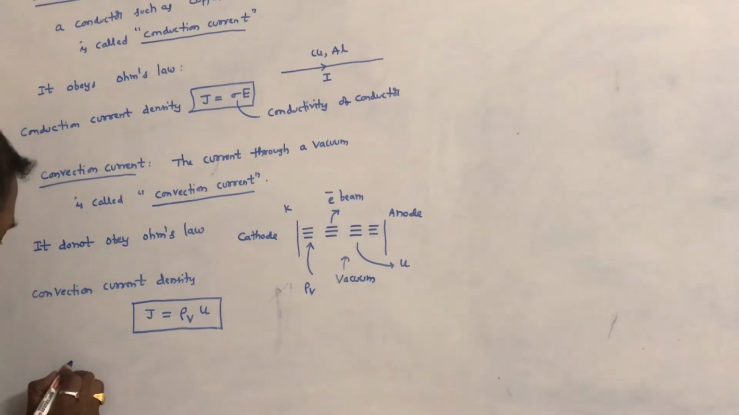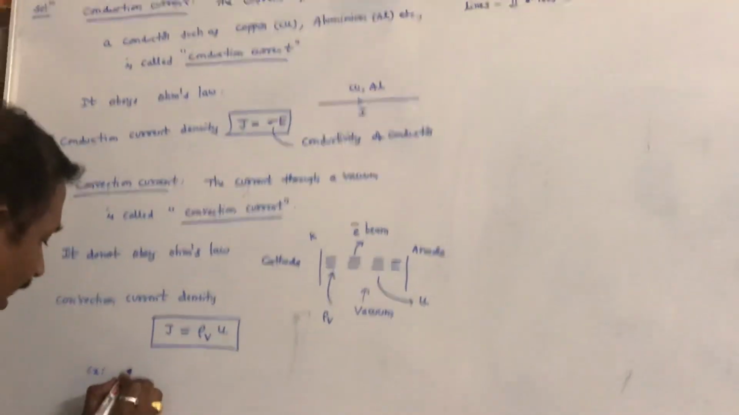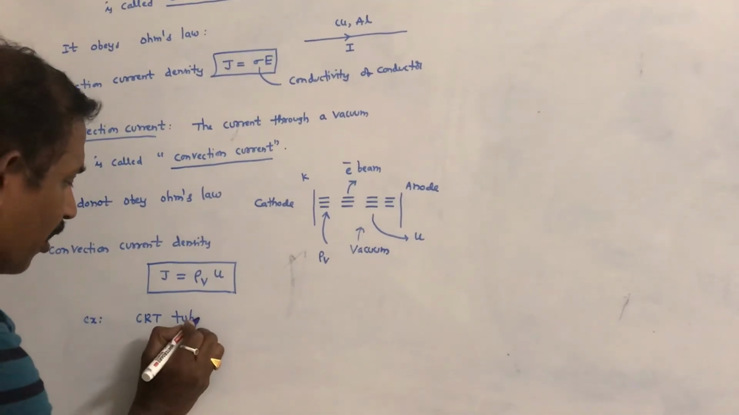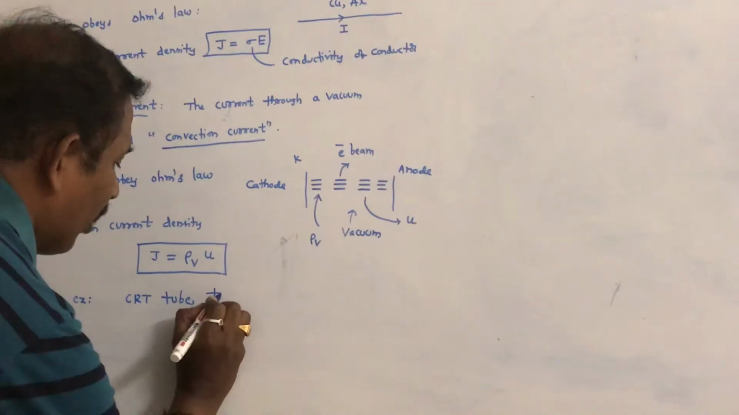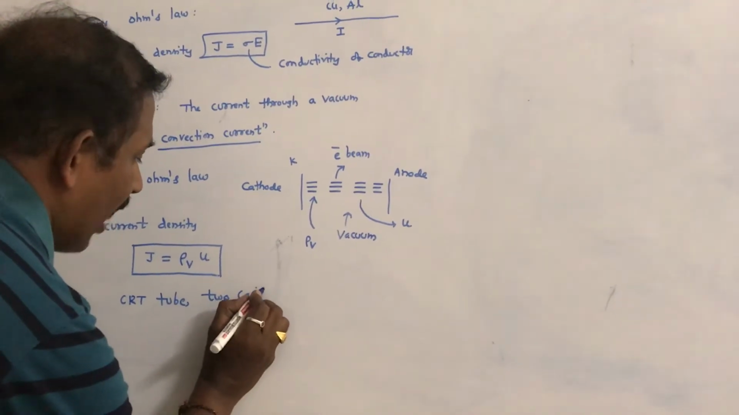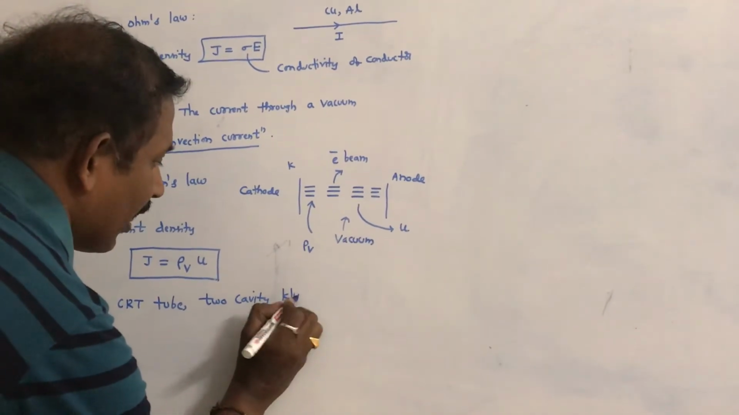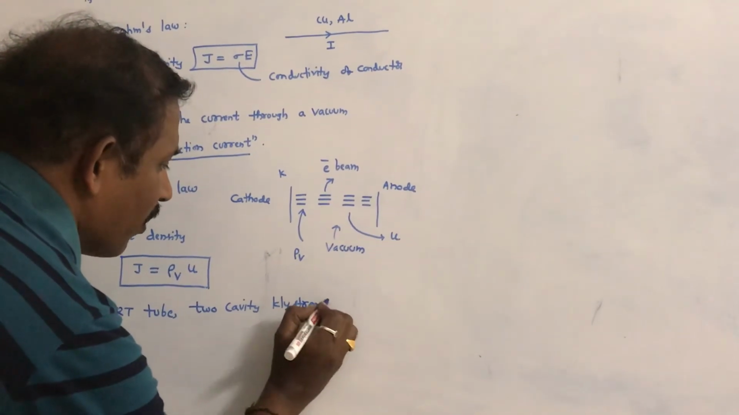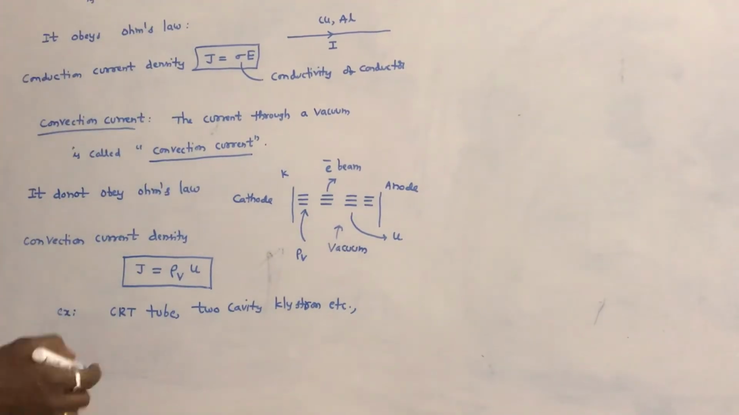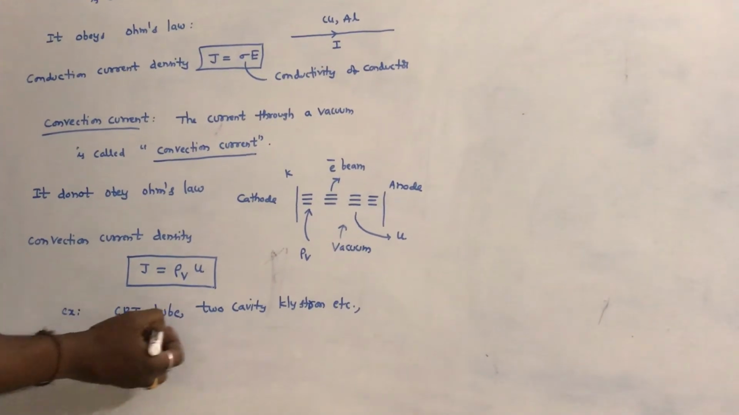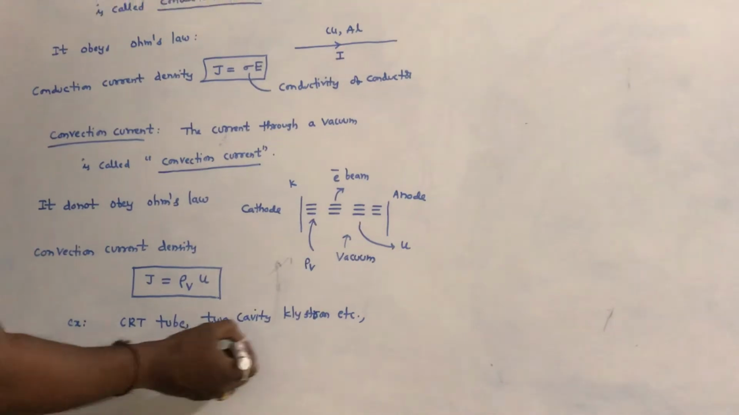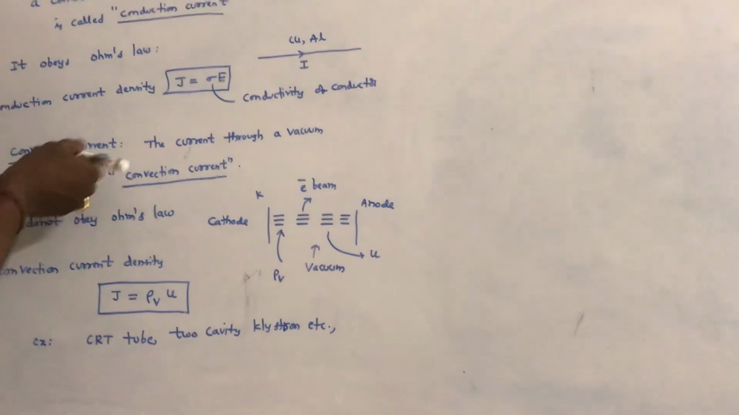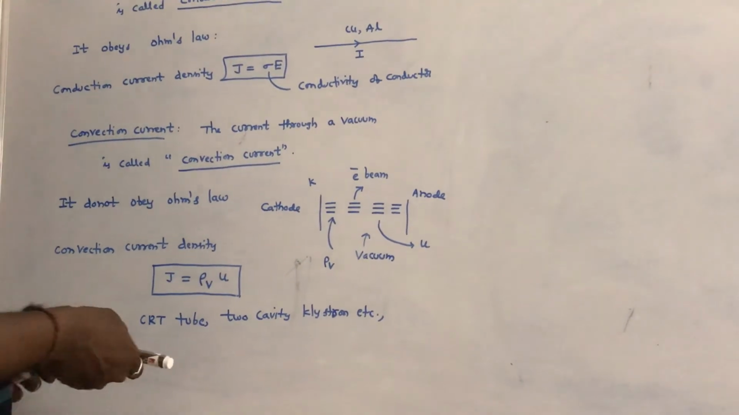What are the examples of convection current? Current carried by the electron beam in a CRT tube, or if you take the microwave subjects, the two cavity klystron, the current carried by the electron beam in a two cavity klystron. These are the examples of convection current. So this is the answer for this problem.